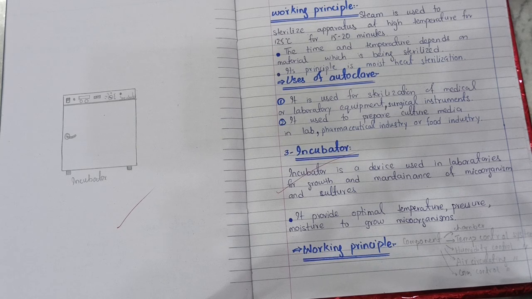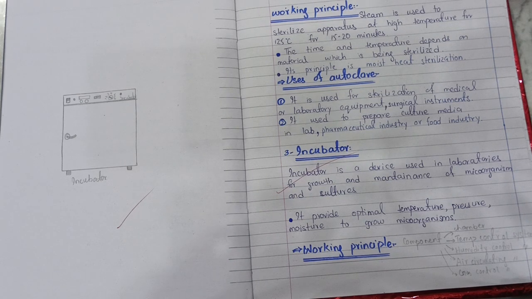Okay guys, so now we are going to discuss the working principle of autoclave, that on which principle it is going to work. So that's very important, because the steam is used to sterilize the apparatus at very high temperature, which is 125, and in some books it is written 121, so you can write any of them, and for 15 to 20 minutes. So you should keep the temperature values in your mind. The time and the temperature depend on the material which is being sterilized inside the autoclave.